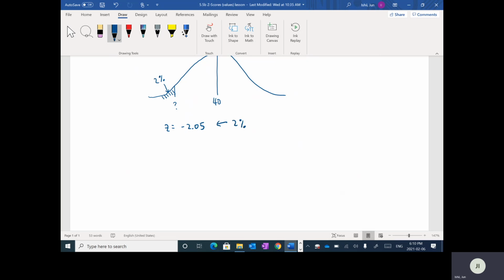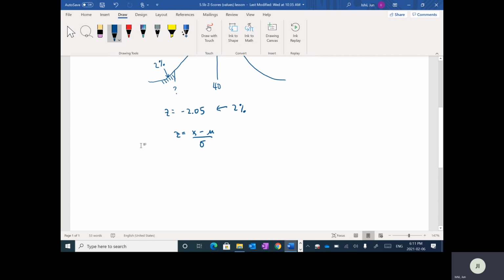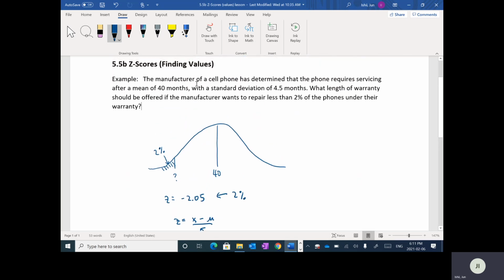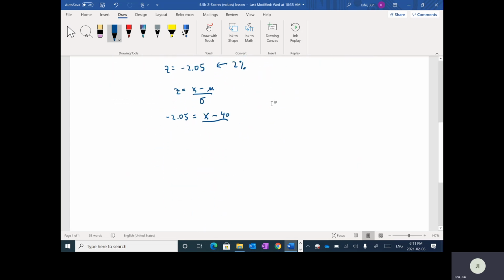If you recall, there was a formula that we used to find a Z value: Z equals x minus the mean, divided by the standard deviation. Since we have a percentage of 2%, we know that Z is negative 2.05, so I'm going to plug that into the left-hand side. On the right-hand side, I'm solving for x. I want to subtract the mean, which was 40, and divide by the standard deviation, which in this case was 4.5.